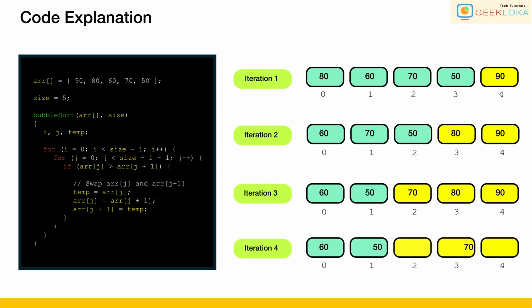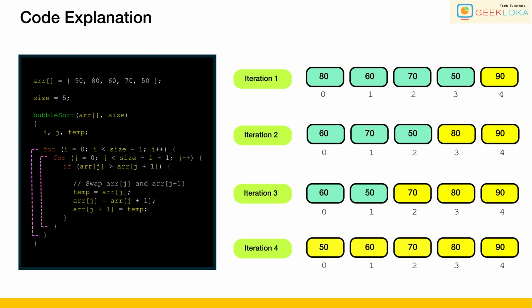Fourth iteration, we are almost there. We compare the first two elements, 60 and 50, and swap them. Our final array is now neatly sorted: 50, 60, 70, 80, and 90. And there you have it. Over 4 iterations, bubble sort has successfully sorted our array. Each iteration effectively moves the largest unsorted number to its correct position, just like bubbles rising to the surface of water.